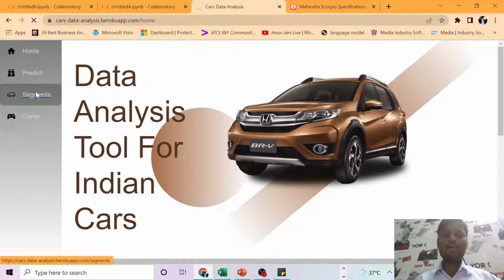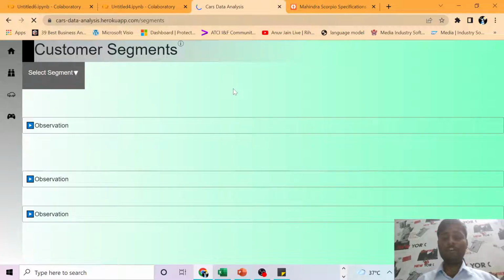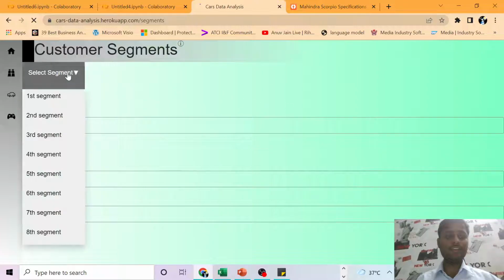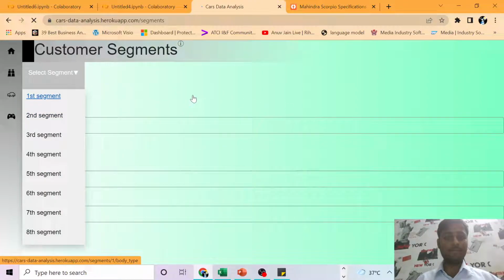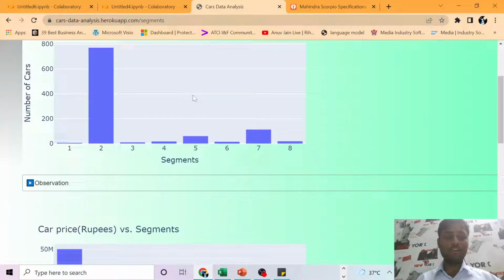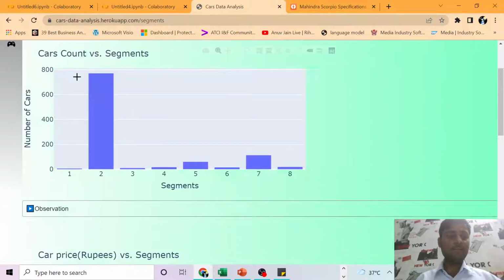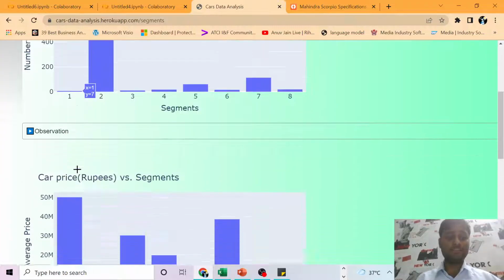Comparing two cars of different varieties will be wrong. So for the same purpose, I have divided all the cars into 8 clusters, so that we can study the different clusters separately. As we can see here, the segments versus car count: the second segment has the most number of cars, 772, whereas this other cluster has only 7 cars.